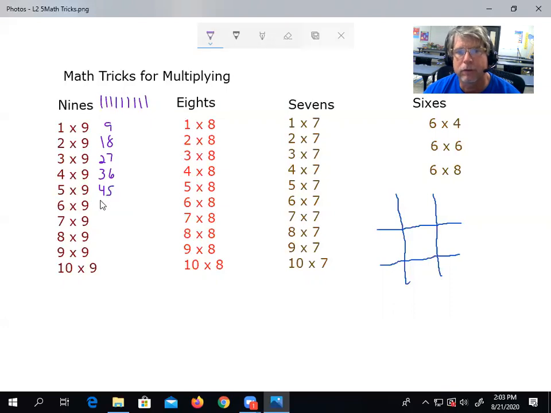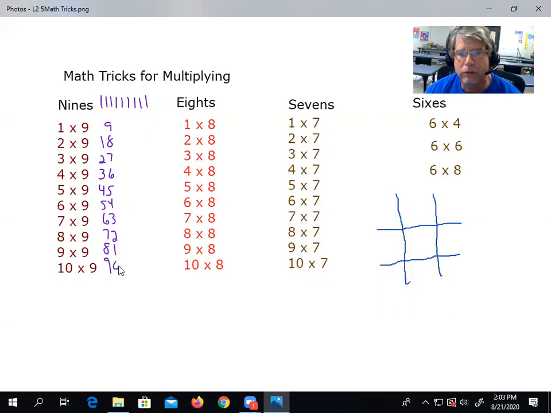5 times 9 gave me 45. 6 times 9 would be 54. 7 times 9 would be 63. 8 times 9 would be 72. 9 times 9 would be 81. And of course, 10 times 9 would be 90.